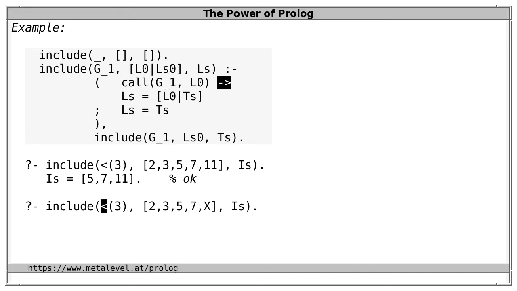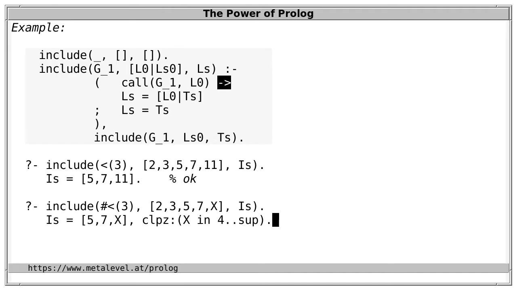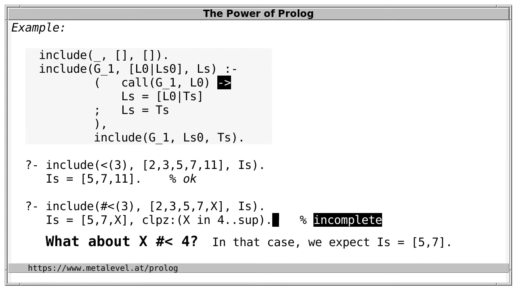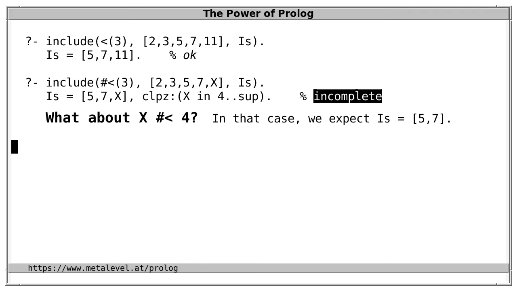Now, we could of course use a more general predicate, more general in the sense that it also works for variables. For instance, let's use the CLP(ℤ) constraint #> here, okay? And now we get this answer, which is incomplete. Because what if X is less than 4? Clearly, if X is less than 4, then it must not be included. However, the Prolog system has simply omitted this case and instead constrained X to be greater than 3. And that's a huge problem because we've now lost solutions. In fact, even infinitely many.